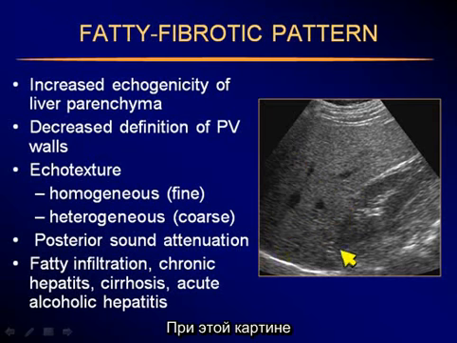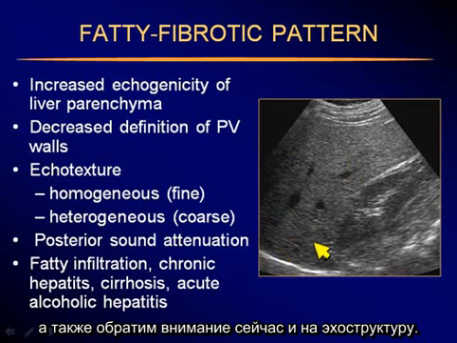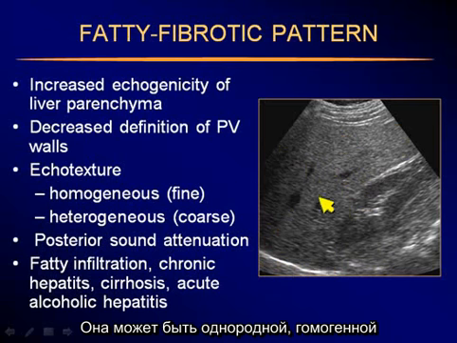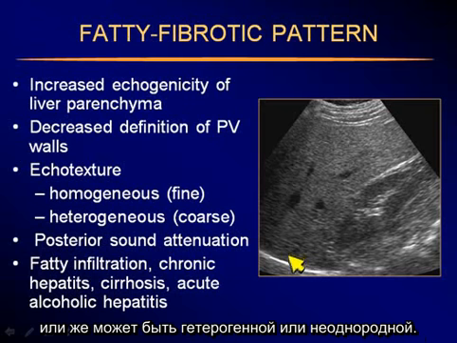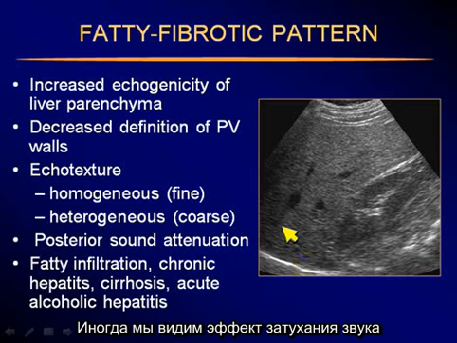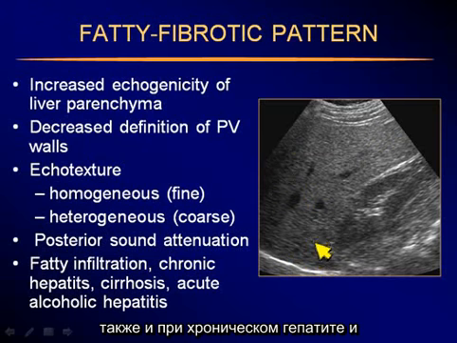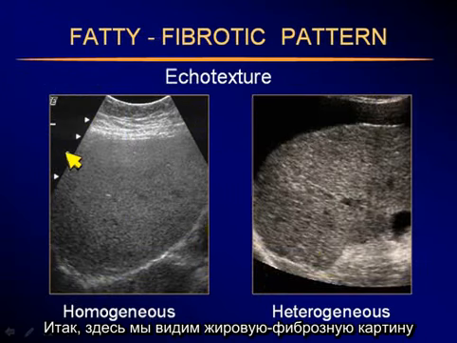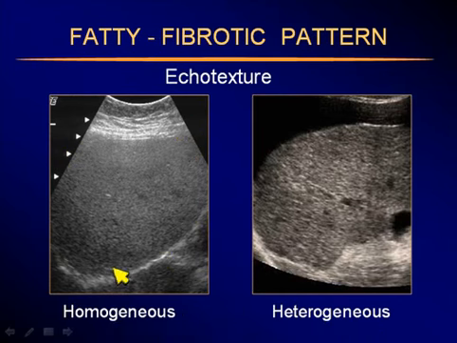In this pattern, we look at the echogenicity, that's increased, but then we have to look now at the echotexture. It could be a smooth, homogeneous echotexture of the parenchyma, or could be heterogeneous or coarse. Sometimes we see sound attenuation, and this type of pattern is usually seen with fatty infiltration, but also seen with chronic hepatitis and cirrhosis. So here's the fatty fibrotic pattern with the homogeneous echotexture.